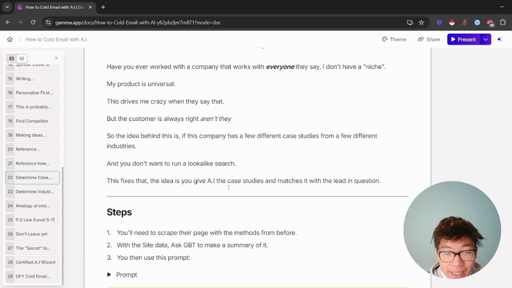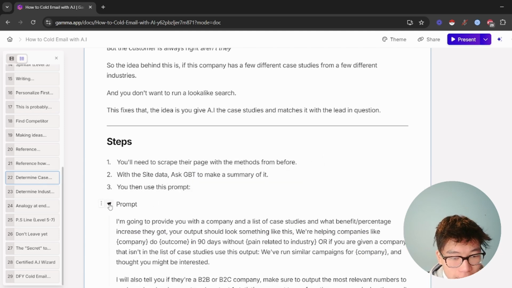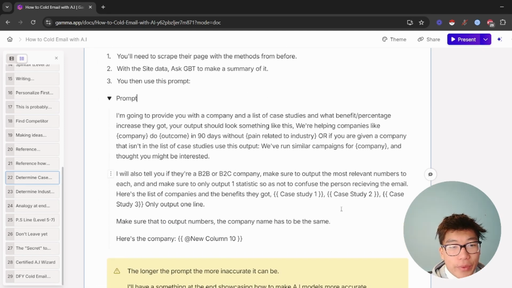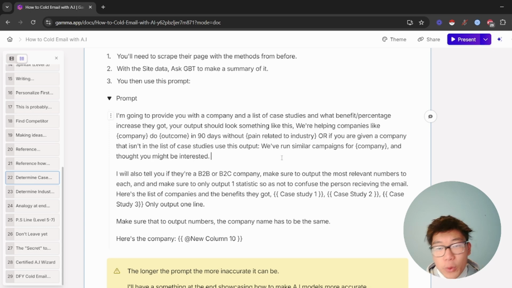The idea is you give AI the case studies that they've worked with and match it with the leading question. Let's say you run a broad lookalike search, right? This isn't the super sniper one. And you want to match up a case study to this business. So what you do is you scrape the site, you ask GPT to make a summary, and you ask it to use this prompt. Okay, this one's a bit longer. I'm going to provide you with a company and a list of case studies and what benefit/percentage increase they got. Your output should look something like this: We're helping companies like [company] do [outcome] in 90 days without [pain related to industry]. Or if you are given a company that isn't in the list of case studies, use this output.